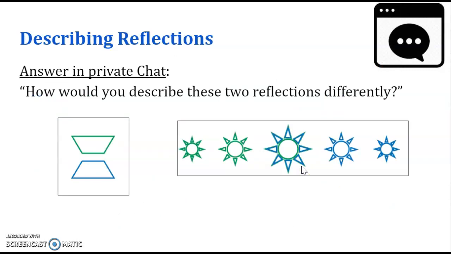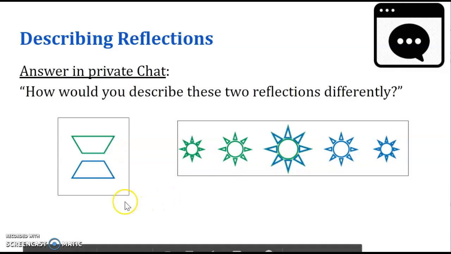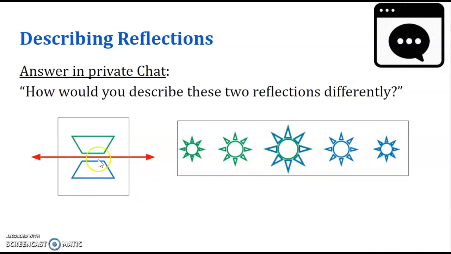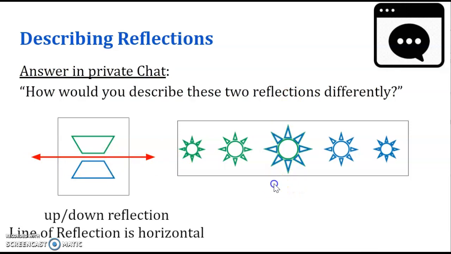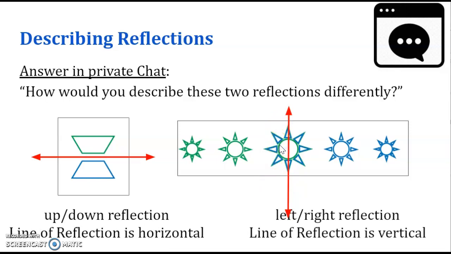Okay, so describing reflections. How would you describe these two reflections differently? The first one and second one. Well, the first one, the line of reflection is horizontal. What about the second? The second one, the line of reflection is vertical, so it's left to right reflection. So when we're describing reflection, we need to have some sort of line of reflection.